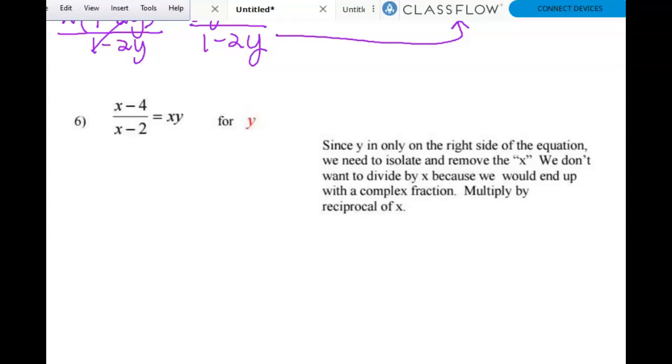What am I solving for? Y'all, is there any y's over here? Where is the y? What am I doing here? How do I undo multiply? So I'm going to divide it. But the only trick to it is if I divide, I can't do this, because that gives you a complex fraction. And you really don't want that. So let's not do that.